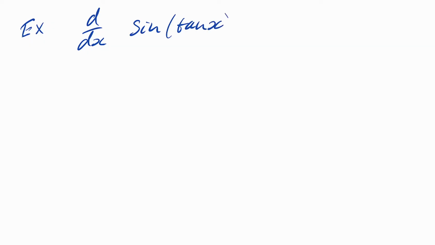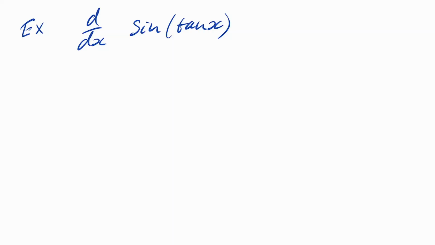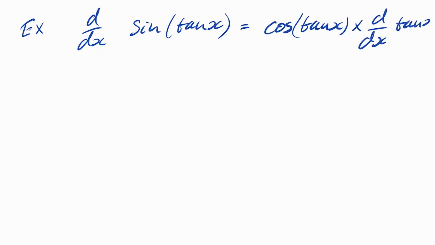We can also calculate things like trig functions of trig functions. How do we do that? Well, we just use the chain rule. So this is the derivative of sine, which is cos, times the derivative of tan x. And so this is just cos of tan x times sec squared x, and so on.